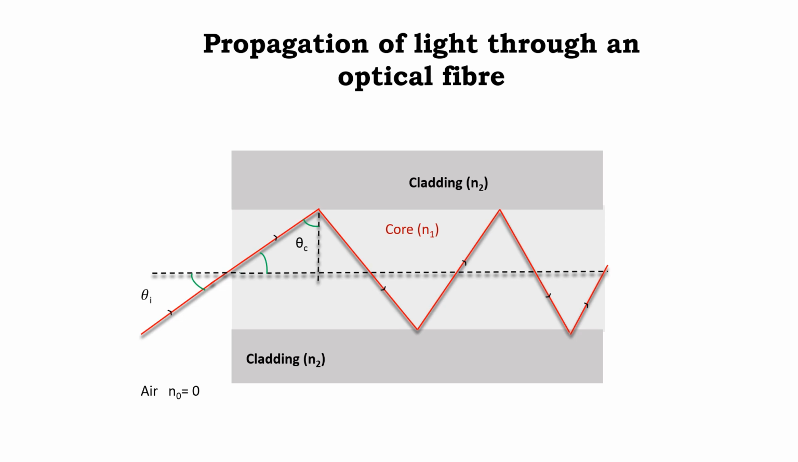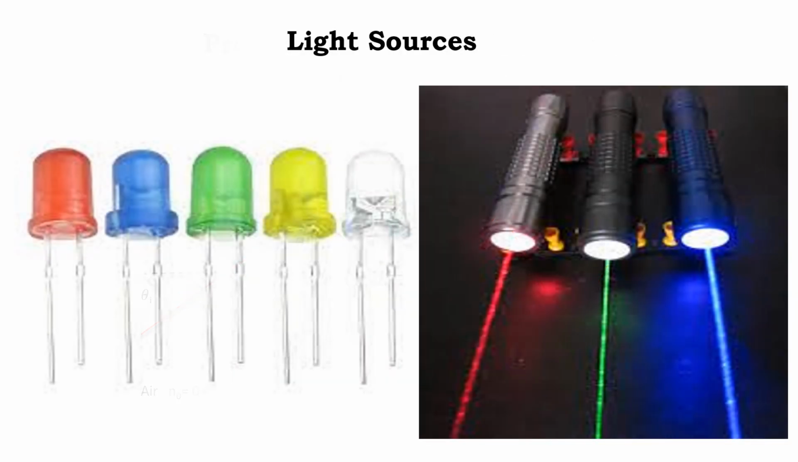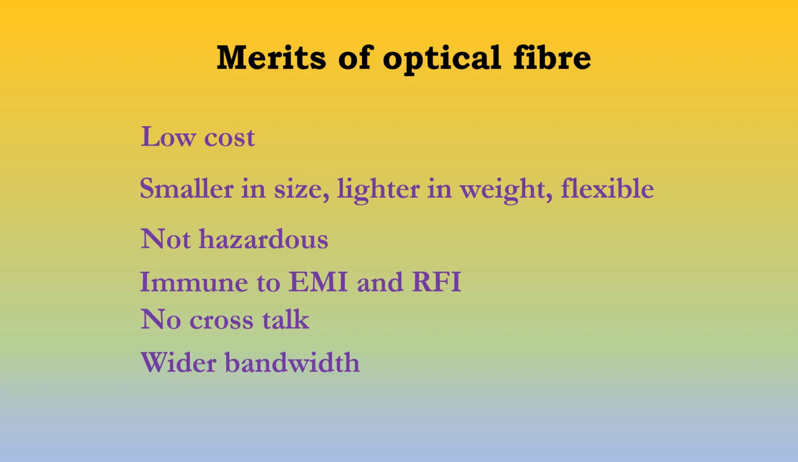Only those rays that are incident at the core cladding interface at angles greater than the critical angle will propagate through the fiber. Rays that are incident at smaller angles are refracted into the cladding and are lost. The diameter of an optical fiber is very small, and we cannot use bigger light sources for launching a light beam into it. Light emitting diodes and laser diodes are the optical sources used in fiber optics.